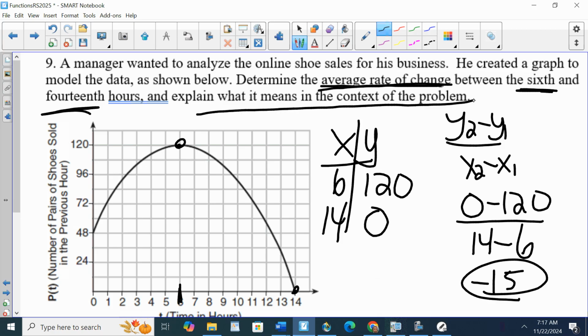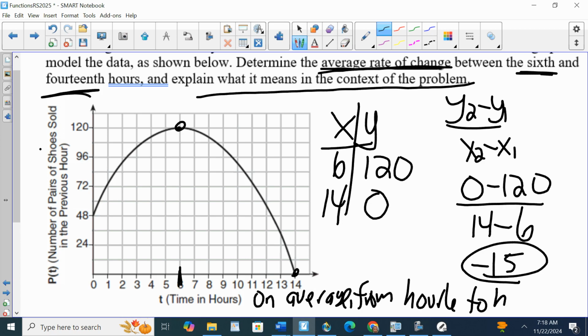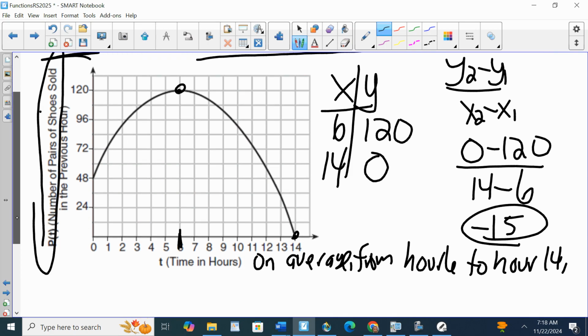Explain what it means in the context of the problem. I gave you a script for this. Follow your script. Let's see if I can find a place to write this. I do not see a place to write this. On average, from x to x, so in this case, from hour 6 to hour 14. What's this problem talking about? What's the y topic? The number of pairs of shoes sold.